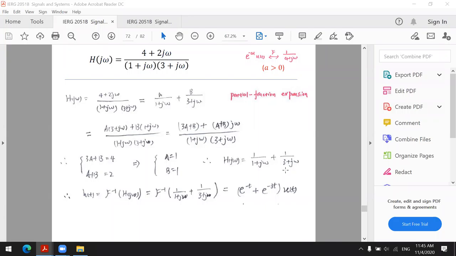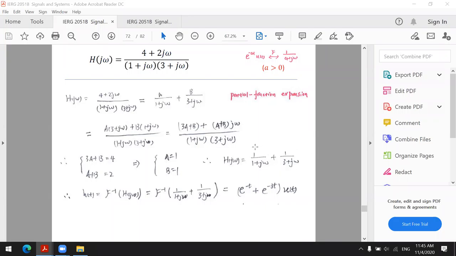So this technique is called partial fraction expansion, as it's commonly used later, not only in Fourier transform, but also in Laplace and Z transforms when you want to calculate the frequency response of an LTI system.